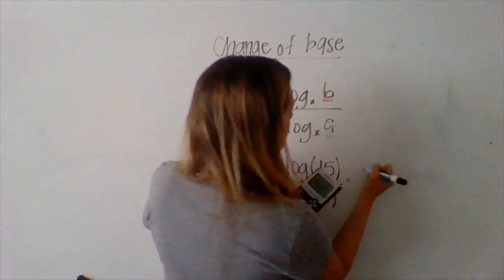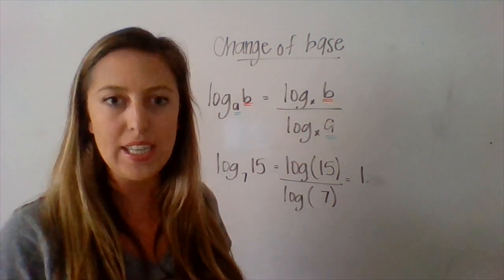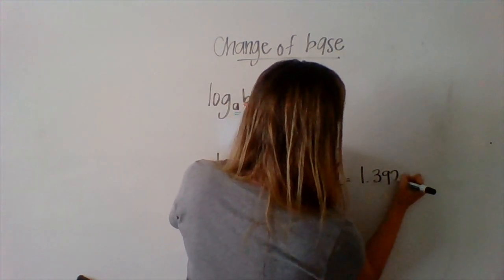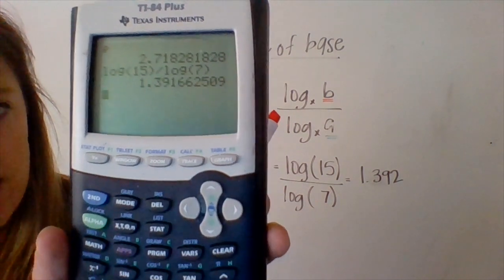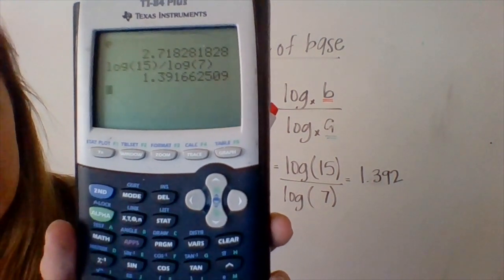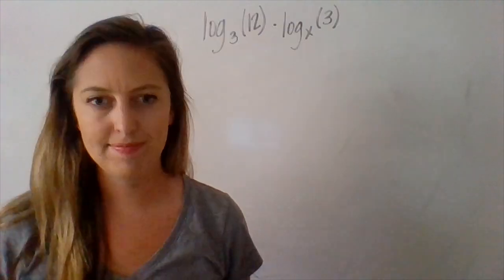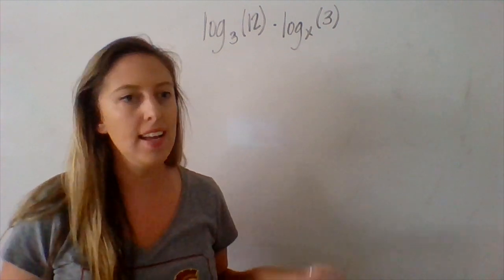And in AP Calculus, we're going to get used to rounding to the thousandths place, which is 3 decimal points. So this would be 1.392 because I would round up that 6. Okay, so everybody see how that's written in there? Yes, good. And there is your change of base formula. Ta-da!